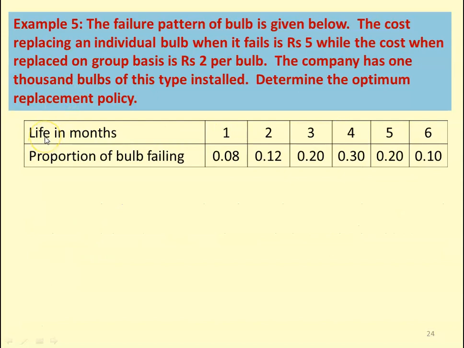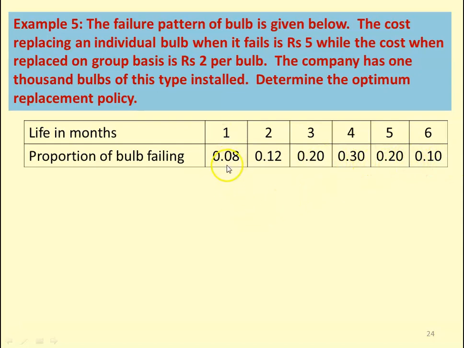So we take one example to understand whether group replacement or individual replacement is preferable, based on the data given in the problem. Example number 5: the failure pattern of a bulb is given below. The cost of replacing an individual bulb when it fails is rupees 5, while the cost when they are replaced on a group basis is rupees 2 per bulb. The company has 1000 bulbs of this type installed. Determine the optimum replacement policy. Life in months: 1 month, 2 months, up to 6 months. The proportion of bulbs failing: 0.08, 0.12, 0.20, 0.30, 0.20 and 0.10.